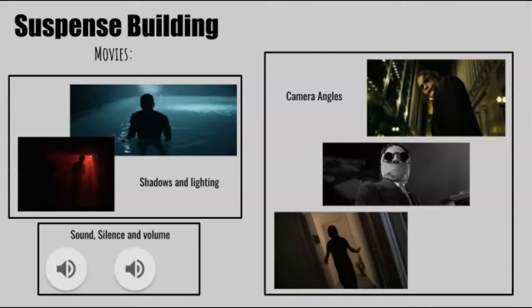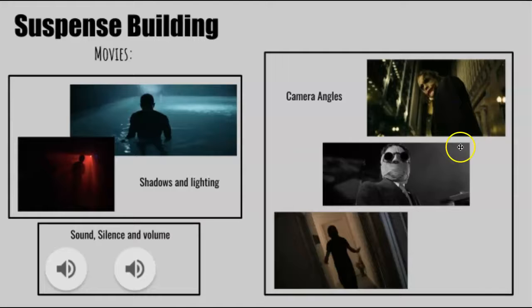Okay, next up is suspense building. And this looks different in movies compared to literature. In movies, I think it's a little bit easier to build suspense because you have a visual component. So, for example, you can adjust the lighting and create shadows to build suspense. Camera angles are really, really powerful tools in building suspense.